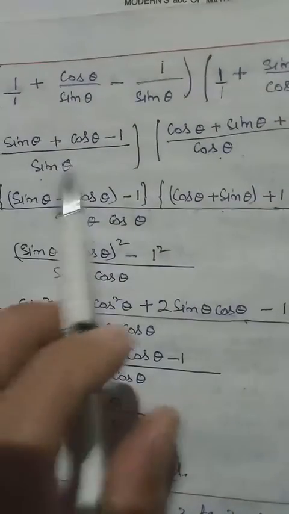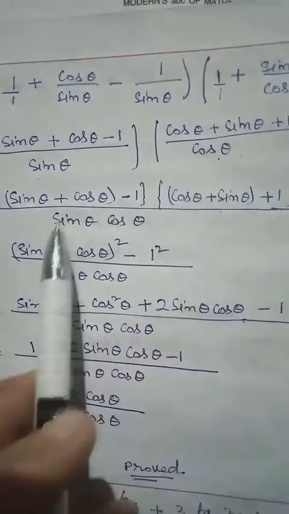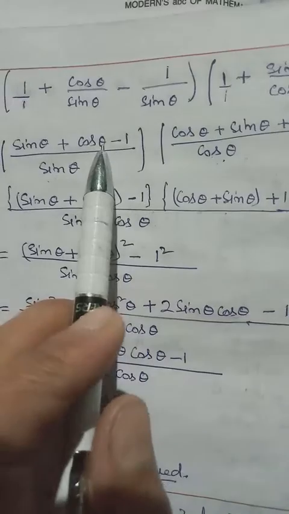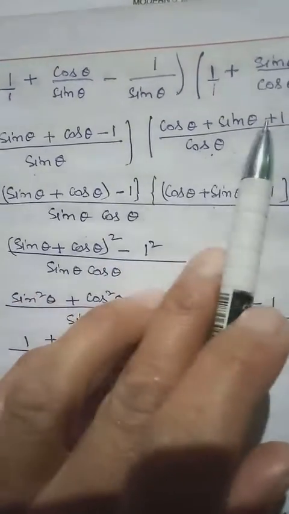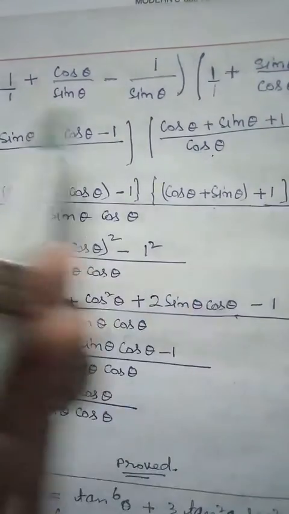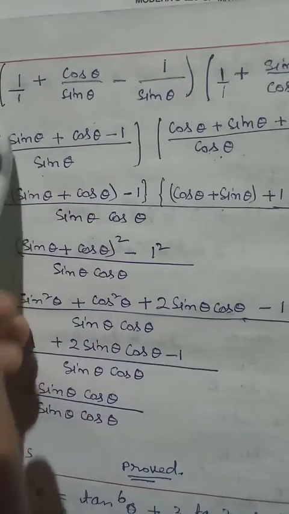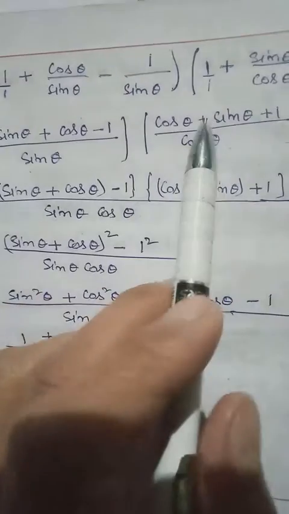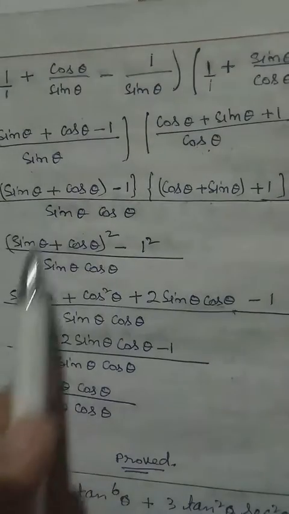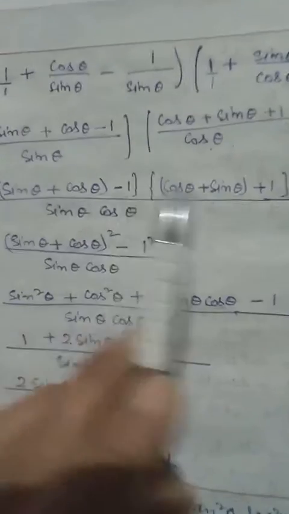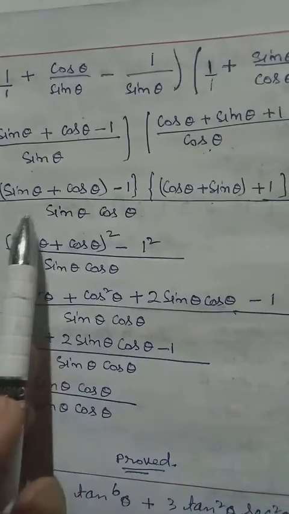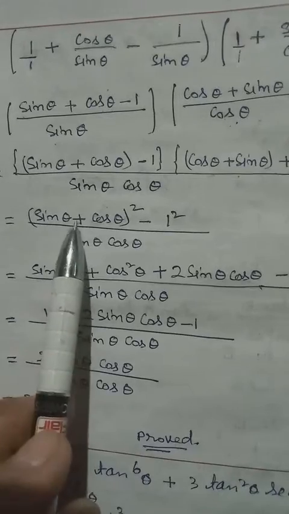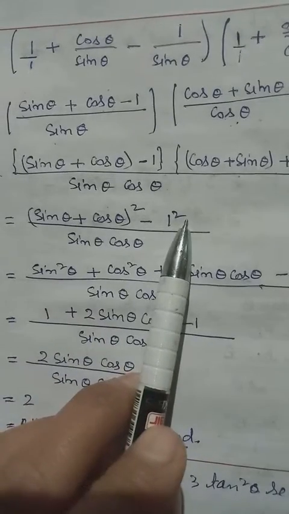Now sine into cos, in the denominator we multiply them. Let's write together. If we observe here, we have this quantity and this quantity same. Here we have minus 1 and plus 1. So if I group sine theta plus cos theta as A, then minus B, A plus B. So we can apply the formula A minus B, A plus B, with sine theta plus cos theta grouped as A, so it will be equal to A square minus B square.